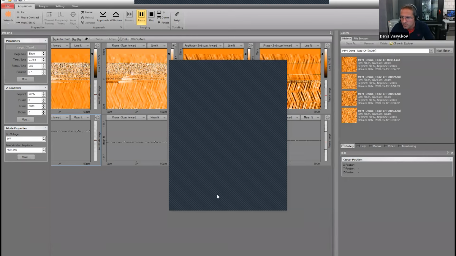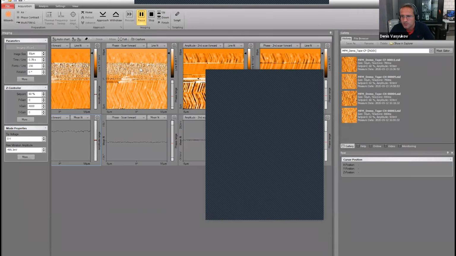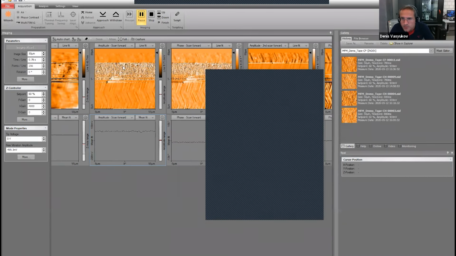Do we have more? Yeah, you said the sample is flat. Why did the tip lose the surface? Well, the sample is flat, but there is dirt on the surface. And what you saw here is that the distance between the tip and the sample was too small. So you see here, let me just move it a bit, these dots of dust, essentially. And obviously they were more than 50 nanometers.